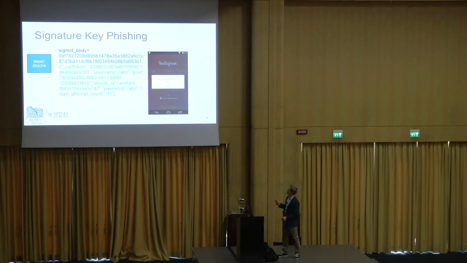Sign body is effectively containing all the parameters that I've entered, so the username and the password, and even more. So you have 64 characters, then a dot, and then all the data that is actually being sent and being processed on the server side. So username ABC, password ABC, and some device identifiers specifically for this login view. Now, as you can imagine, the parameter is called sign body.